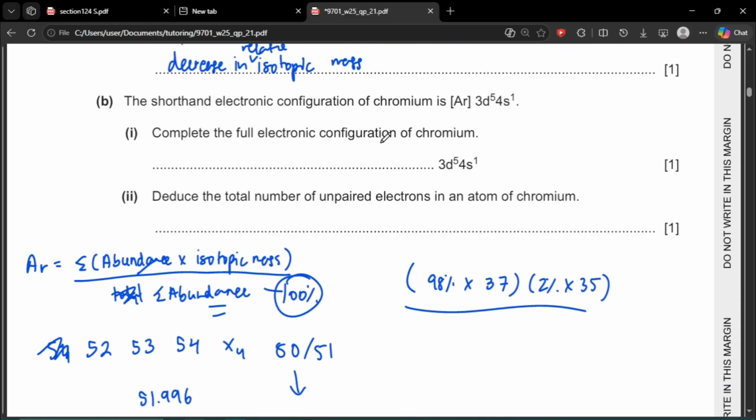Okay, anyways, moving on to the next question. The shorthand electronic configuration of chromium is [Ar] 3d5 4s1. Complete the full electronic configuration of chromium.